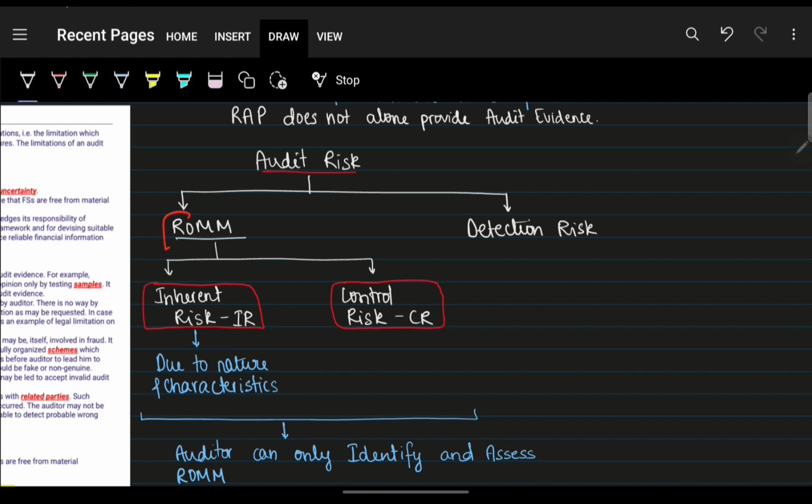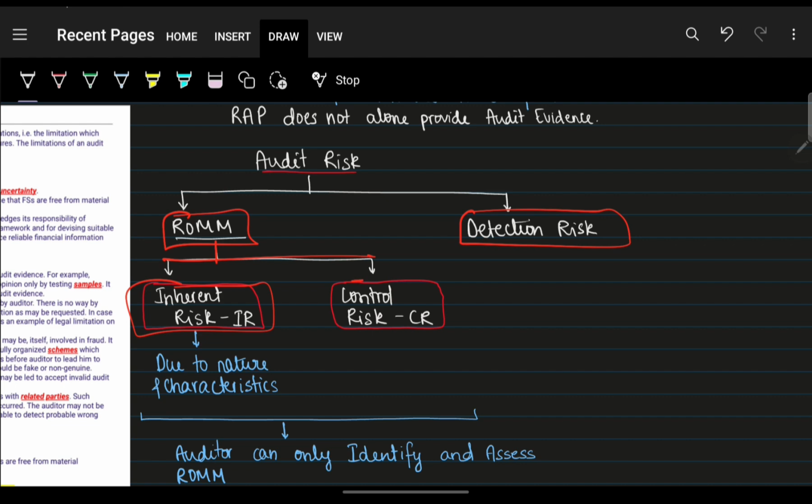So audit risk is of two types: risk of material misstatement and detection risk. Here in risk of material misstatement there are two types. One is the inherent risk. Inherent risk means there is a risk due to the characteristic and nature of that particular financial statement item. Okay, so it is inherently risky, such as cash transactions. It is easy to steal, or it is very open to theft, right? So inherently it is risky, right?